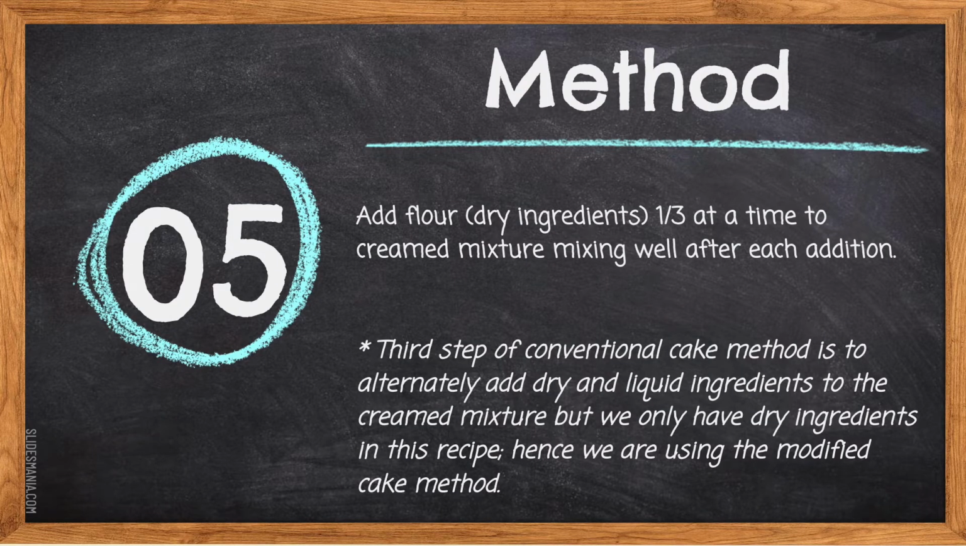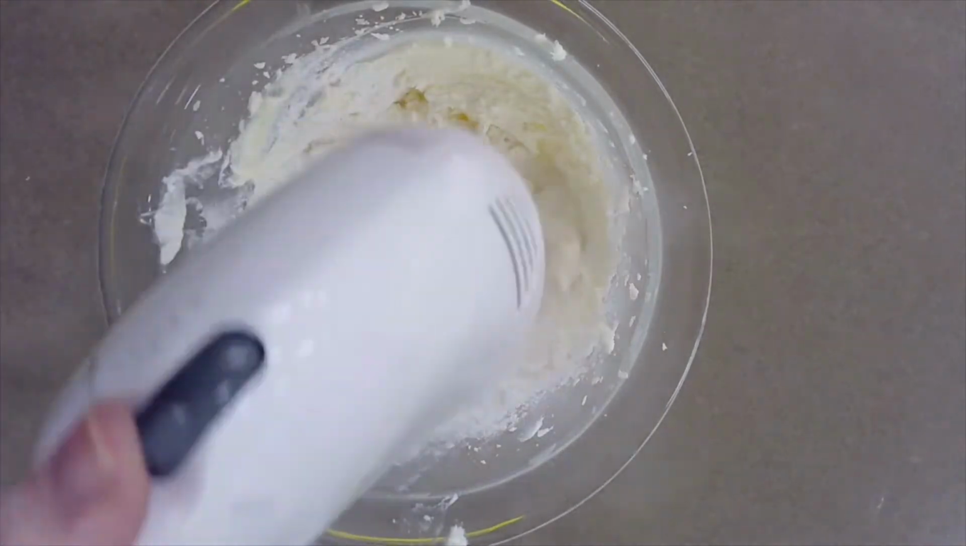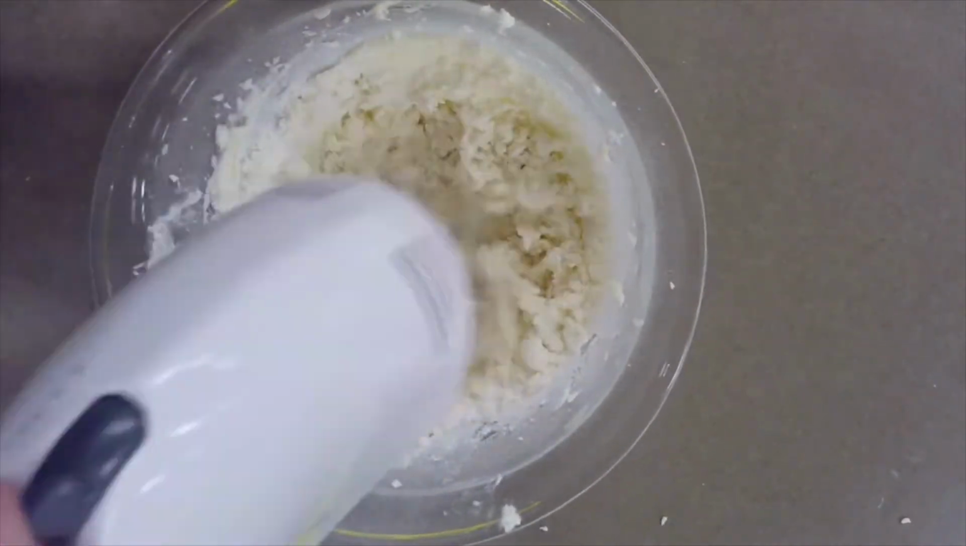Step 5. Add flour, dry ingredients, 1/3 at a time to the cream mixture, mixing well after each addition. Third step of the conventional cake method is to alternately add dry and liquid ingredients to the cream mixture, but we only have dry ingredients in this recipe. Hence, we're using a modified cake method. Now we want to follow the conventional cake method when adding the flour. It helps us with a couple different things.